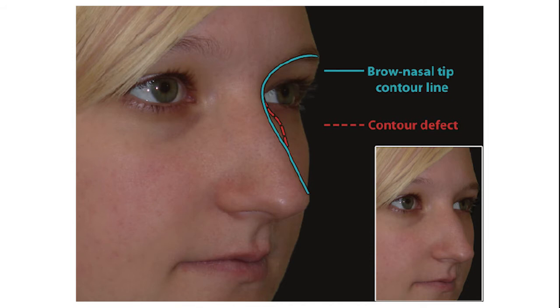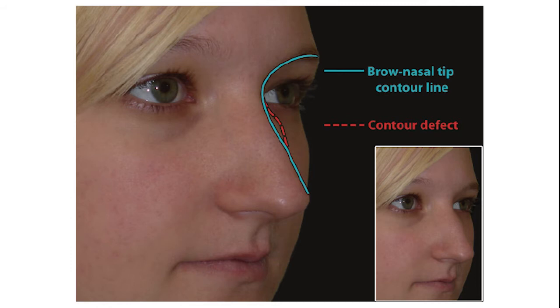The next is the contour defect. The morphology of soft tissue contour of a number of facial parameters consists of a series of curved lines. In addition, as already described, the transition between various facial parameters consists of smooth flowing or curvilinear forms. Interruptions in these curvilinear lines and surfaces are described as contour defects.